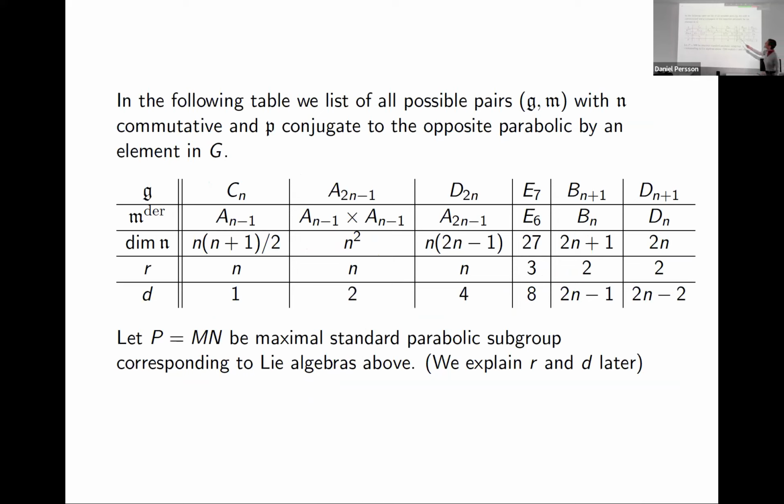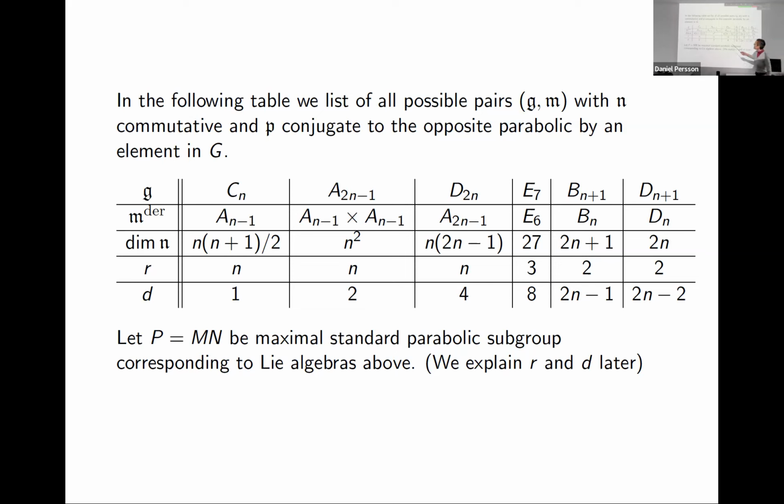So this is the table that lists all possible pairs with one additional condition, that P has to be conjugate to the opposite parabolic by an element in G. Actually, this other condition also guarantees, when you look at this degenerate principal series I'm going to talk about, when you have a more or less quadratic character, that all the subquotients there have some kind of Hermitian form. Not necessarily are they unitary, not at all. Okay.